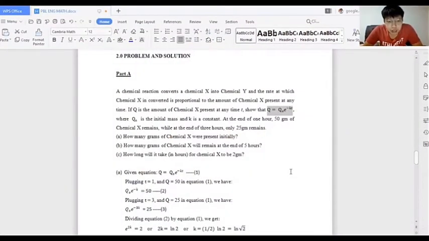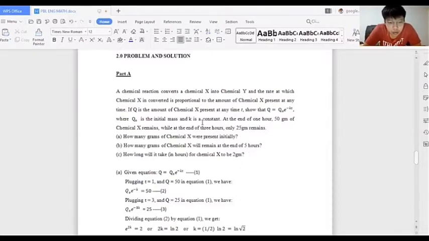Now I'm going to explain the problem and solution. For part A, our question is: a chemical reaction converts chemical X into chemical Y, and the rate at which chemical X is converted is proportional to the amount of chemical X present at any time. If Q is the amount of chemical X present at any time t, show the given formula, where Q0 is the initial mass and k is a constant. At the end of 1 hour, 50 grams of chemical X remains, while at the end of 3 hours, only 25 grams remains.